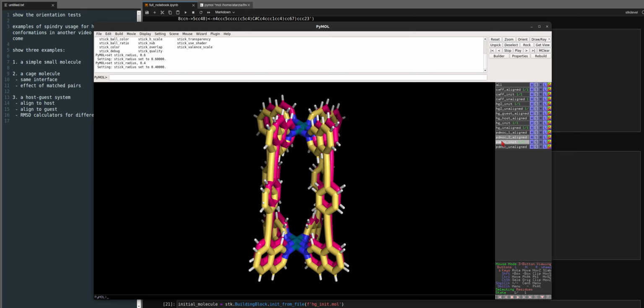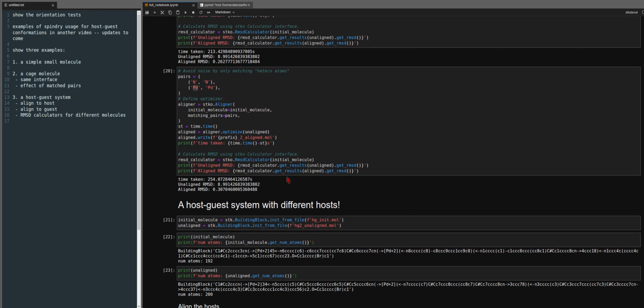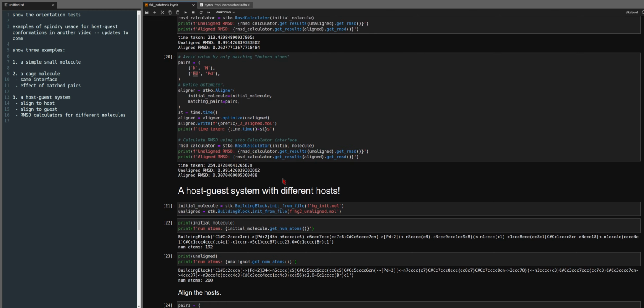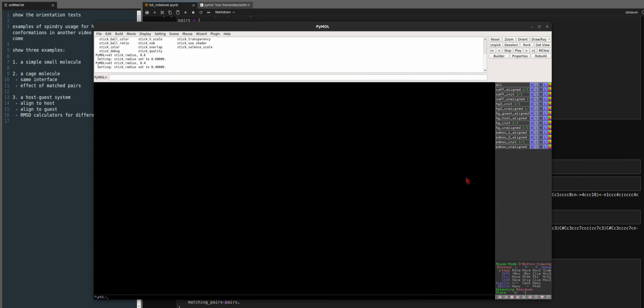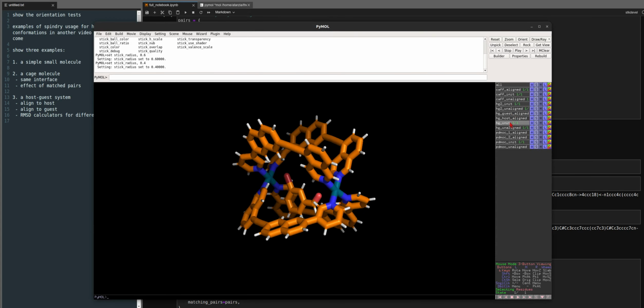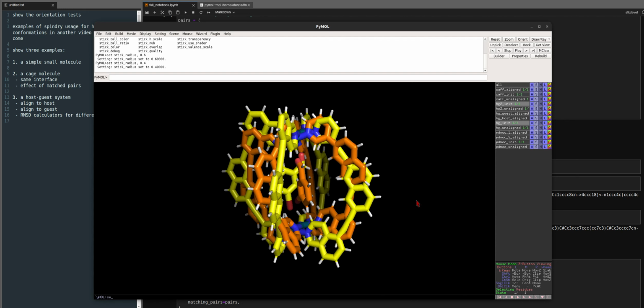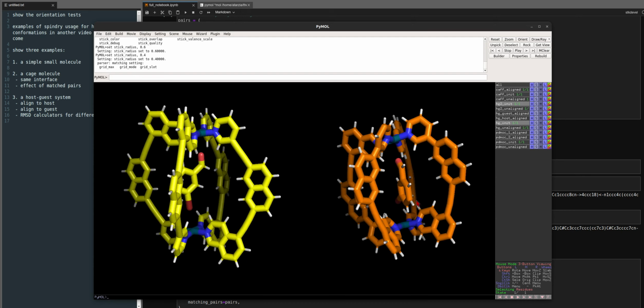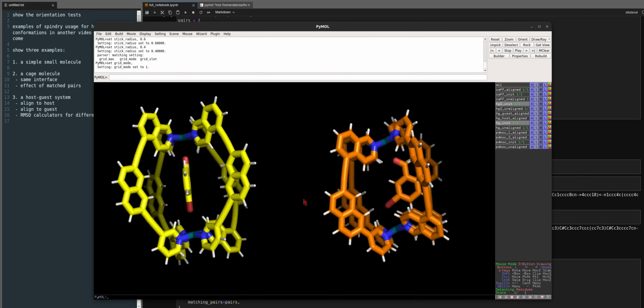Cool. The final example I want to show is a bit more complicated, but may be useful for visualization. I think is where this comes in handy. And so we have two host-guest systems. They are the same guest, but they are distinct. So same guest but distinct hosts. So if I can just grid mode these. They're the same guest but distinct hosts, and we can see that.